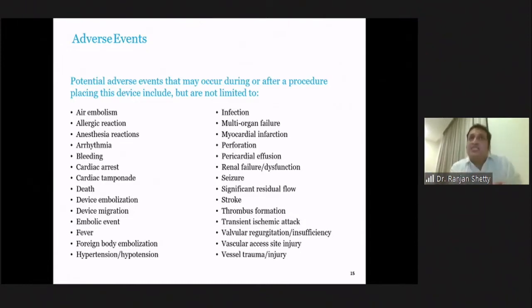Now, like any other procedure, complications are definitely possible. This is a general complication. The most common is pericardial effusion. Be very gentle with the left atrial appendage. It's a very thin structure, so no too much movement, especially with devices like WATCHMAN.